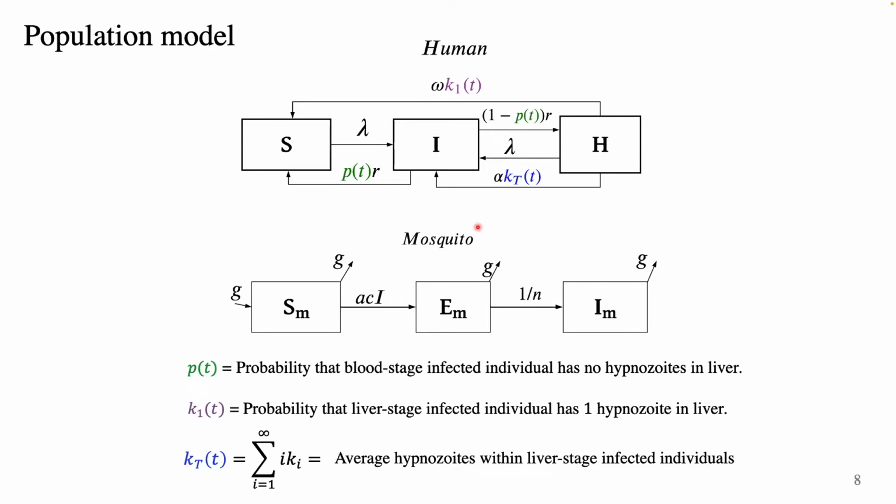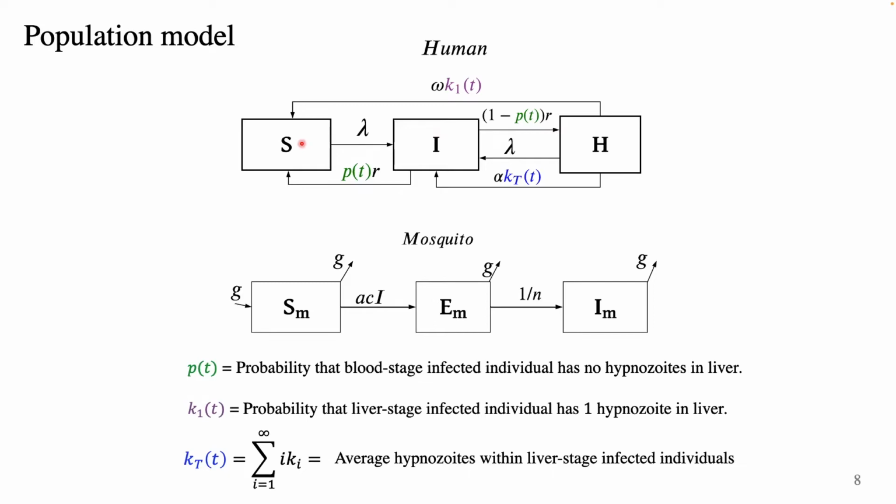We use 3 compartments representing the fraction of susceptible, the fraction of infected, and H for the fraction of liver stage infected individuals. Whenever I say infected, that means individuals have parasites within their blood. Just to remind you, liver stage infected individuals have at least 1 hypnozoite within their liver. Susceptible individuals do not have any hypnozoites, but infected individuals may or may not have hypnozoites. They might vary: some have none, but some have different numbers of hypnozoites.